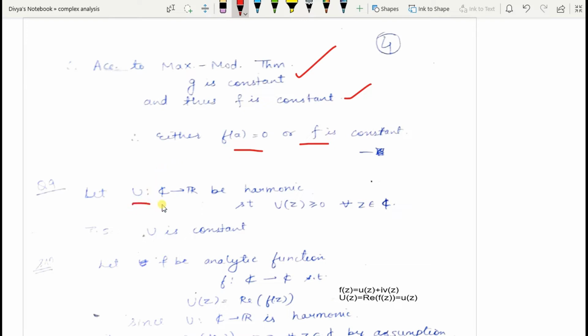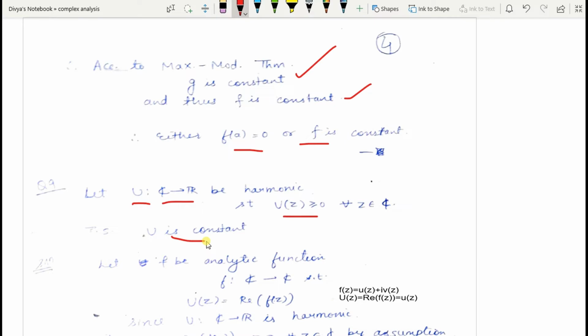Yes, ma'am. So next question: let u from C to R be a harmonic function such that u(z) is greater than or equal to 0 for all z belonging to C. That means the codomain, the range set, is non-negative numbers we can say. Then we have to show that u is constant.